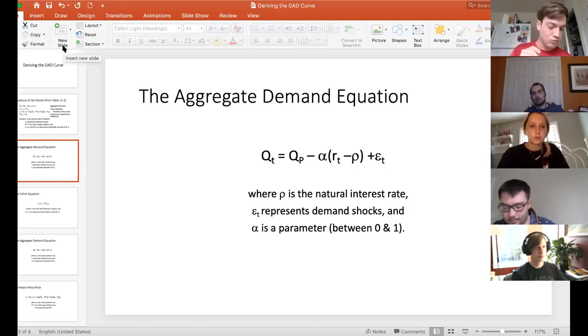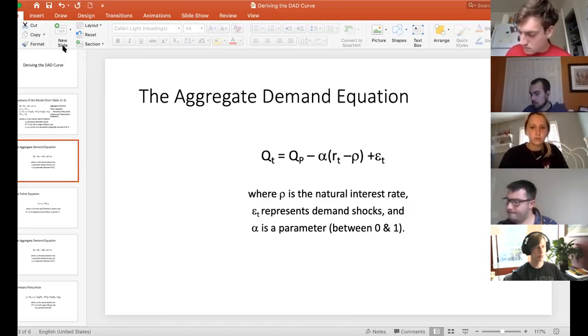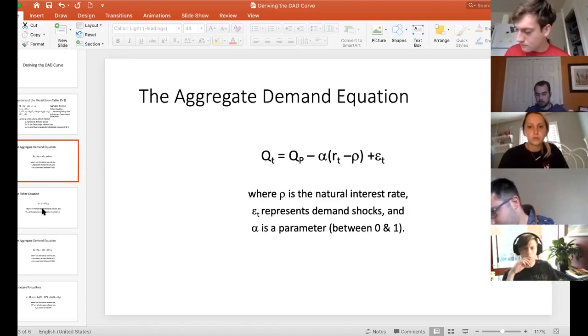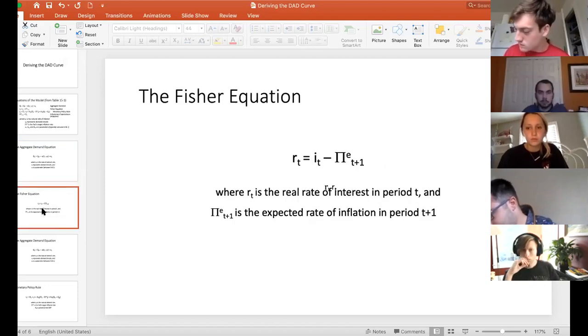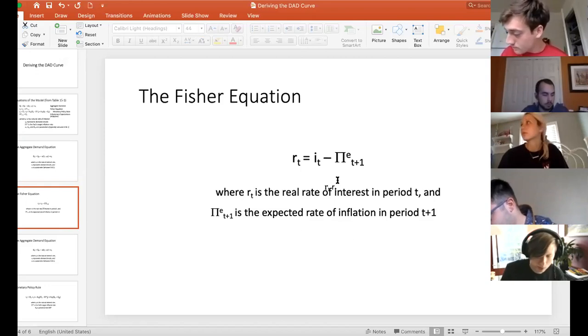Okay, so in the context of this DAD-DAS model, there's only one interest rate. It's the interest rate, okay? And there are two versions of that interest rate. There is the nominal version and there is the real version, okay? The real interest rate is the nominal rate adjusted for inflation. This idea is reflected in what we call the Fisher equation. Here is the Fisher equation.